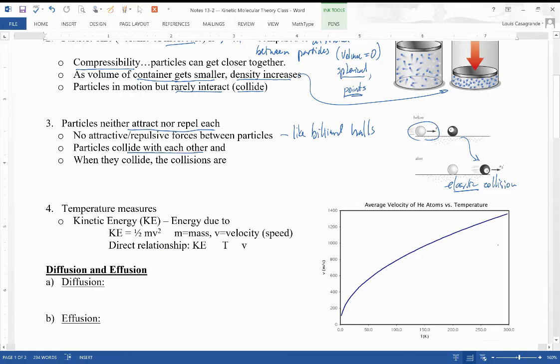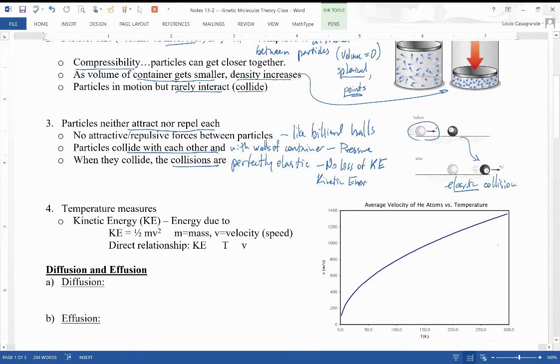Particles do collide with each other, not as often as in liquids and solids, as I said, but they do collide with each other. And they also collide with the walls of the container. And it's those collisions with the walls of the container that, you recall, gives us pressure. When they collide, as I said, the collisions are perfectly elastic. And that's just a fancy way of saying that there's no loss of KE, kinetic energy.